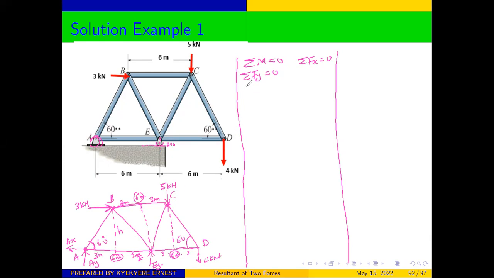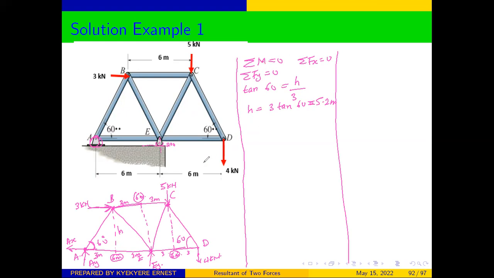We can say that tan 60 will be equal to the opposite over the adjacent, which is h over 3. And from there, we can say that our h will be equal to 3 times tan 60, and that will be equal to 5.2 meters. Good.